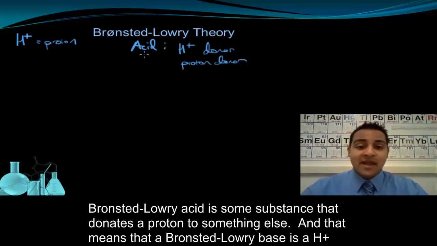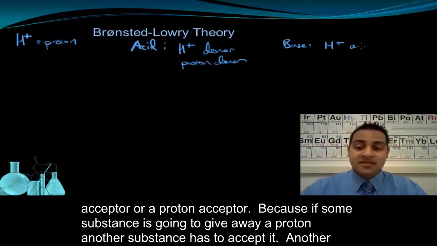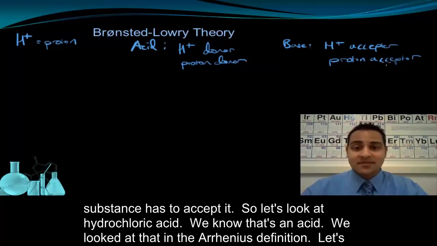A Bronsted-Lowry acid is some substance that donates a proton to something else. And that means that a Bronsted-Lowry base is an H plus acceptor, or a proton acceptor. Because if some substance is going to give away a proton, another substance has to accept it.